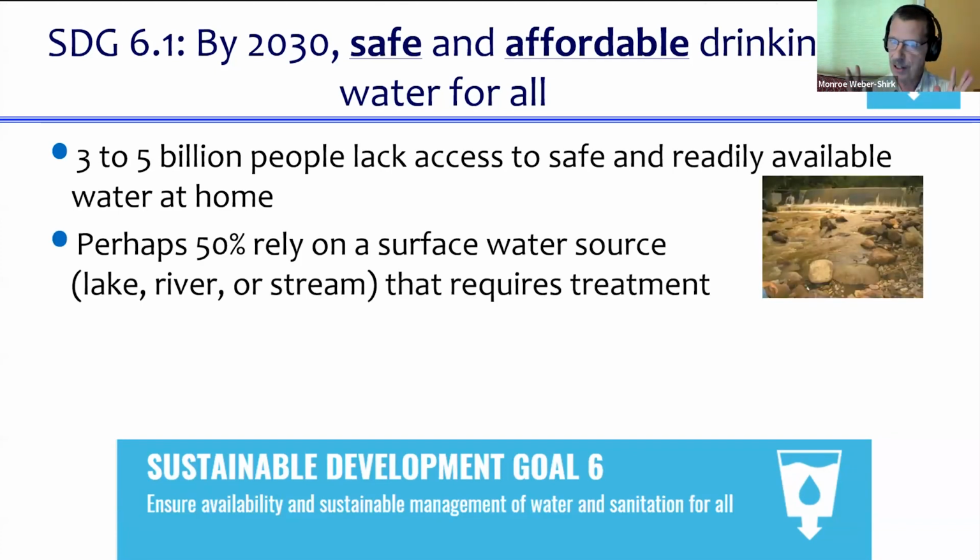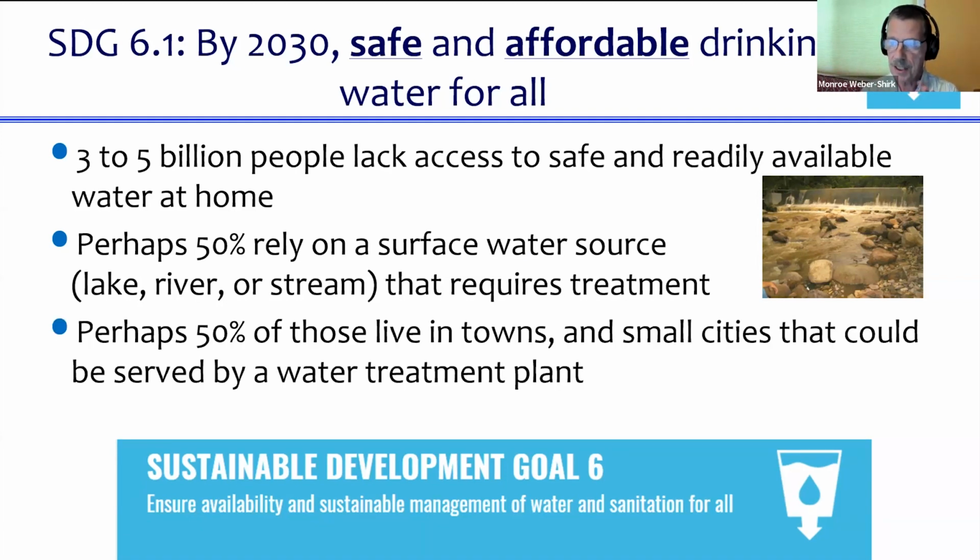And then this is just very rough. Perhaps 50% of those people are relying on a surface water source, meaning a stream, a river, a lake, that requires treatment. And so there's a photo of a stream that was the water source for a town in Honduras, and it arrived at their taps untreated. So that's the problem that we're working on.